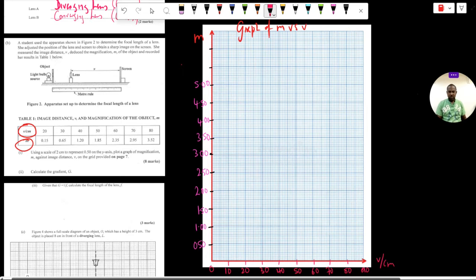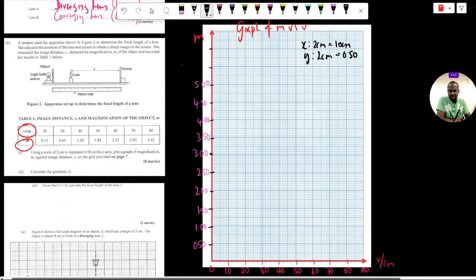All right. So do we have a title for our graph? Yes, we have a title. Our axes are labeled with quantity and unit. And we can state our scale somewhere on the graph paper. Let me see how these values are changing. All right, so we'll put our scale here. For the x-axis, we say that 2 centimeters represent 10 centimeters. And for the y-axis, we have 2 cm to represent 0.50 units. It has no unit.